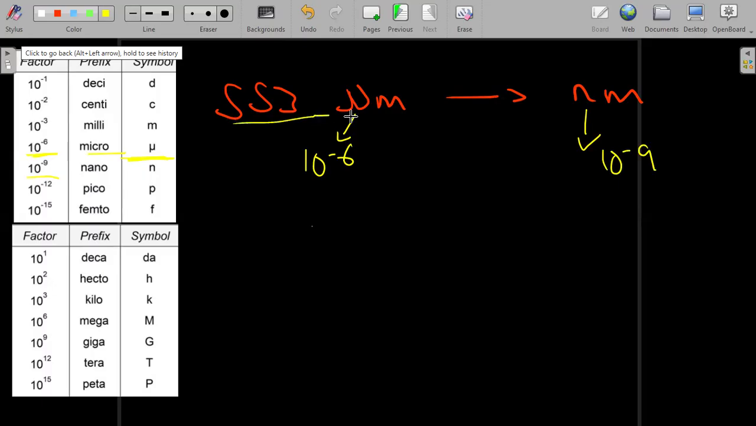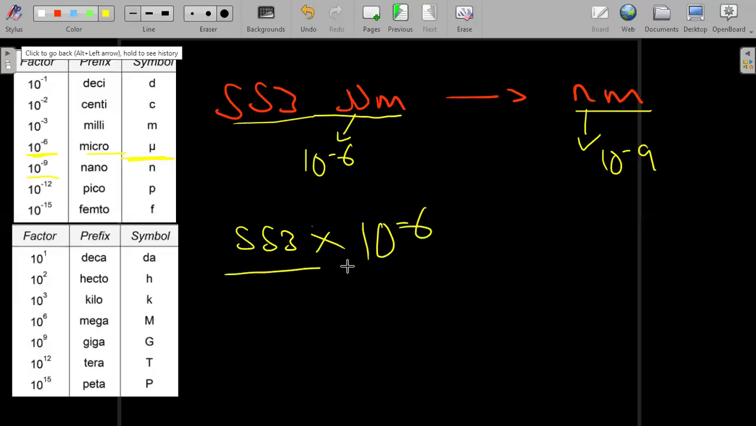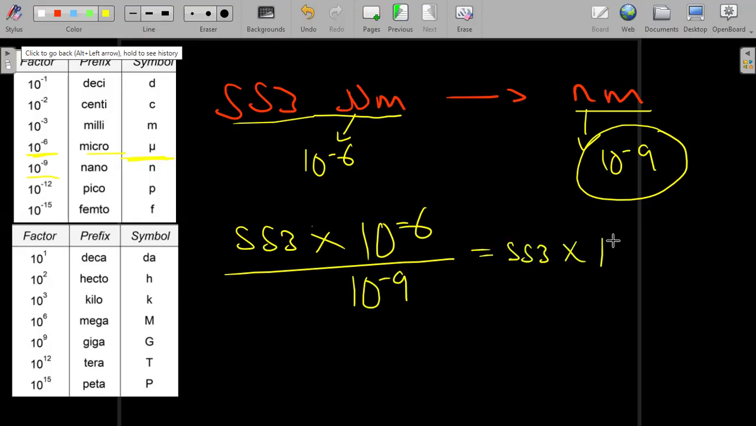So to convert these micrometers to nanometers, we are first of all going to write 553 multiplied by the value of the prefix where we're coming from. So the value of the prefix where we're coming from is just 10 to the power minus 6. And then we're going to divide this whole expression by the value of the prefix where we are going, so that will be 10 to the power minus 9. So this means I have 553 times 10 to the power minus 6 divided by 10 to the power minus 9.